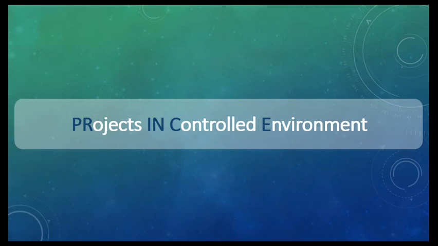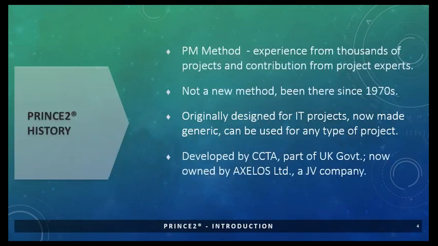The acronym PRINCE stands for Projects in Controlled Environment, and 2 is basically the version 2 of Prince. So what is Prince2? It's a method that is based on experience drawn from thousands of projects, and there have been contribution from many volunteer project stakeholders like project sponsors, project managers, project team members, consultants, and subject matter experts.